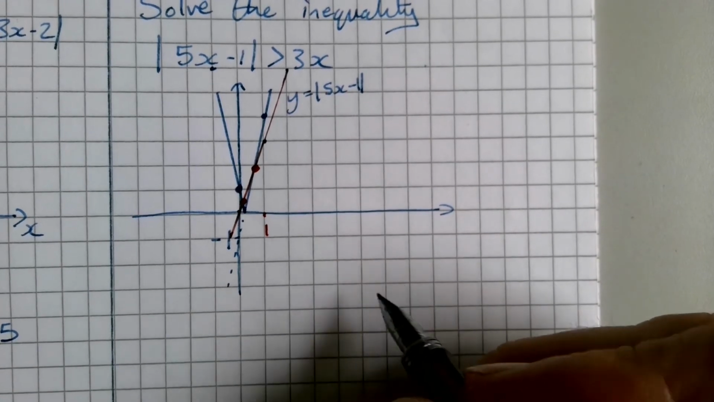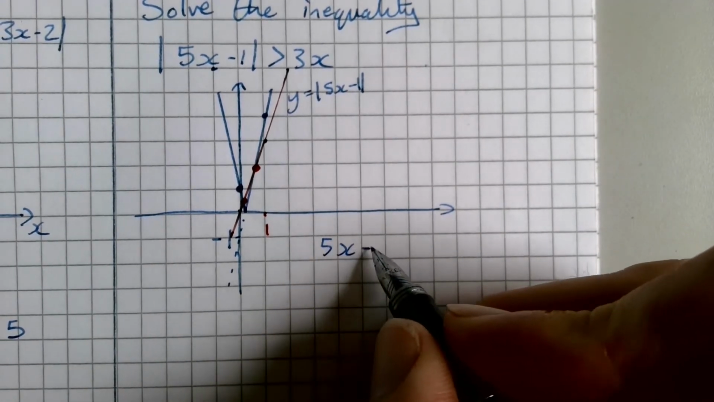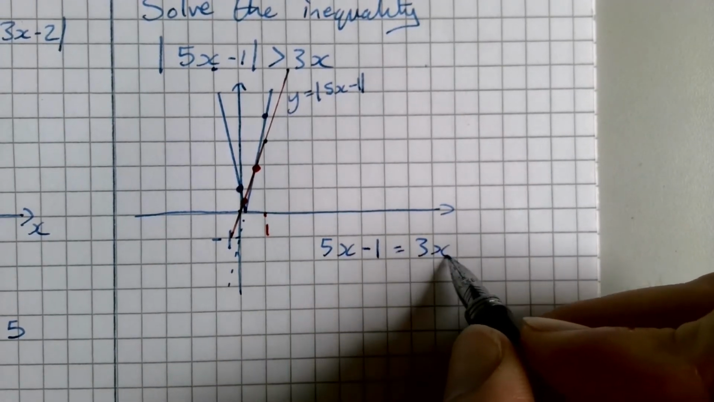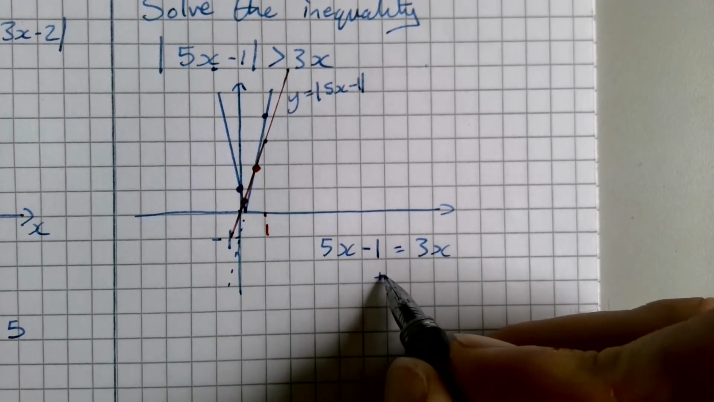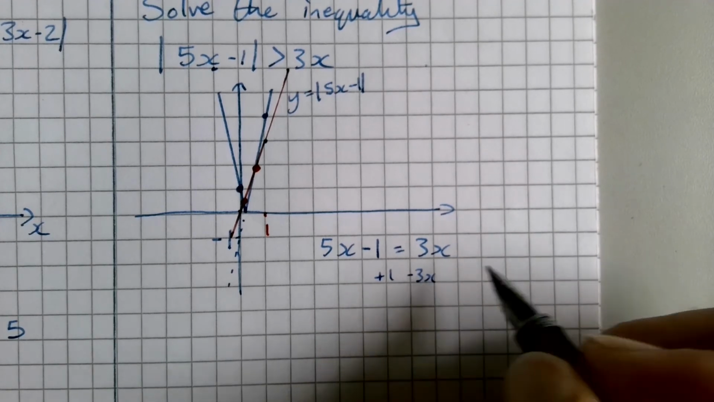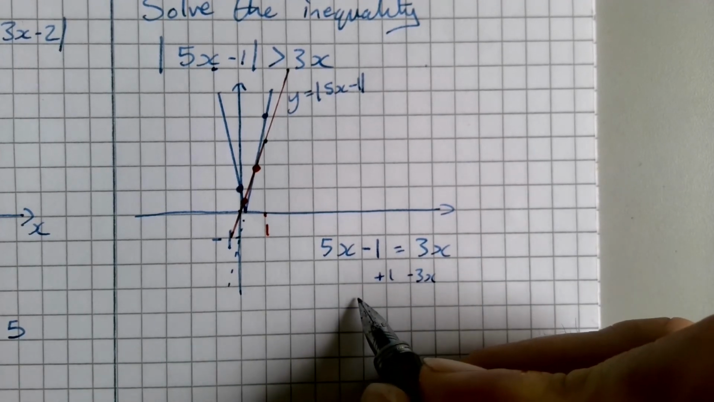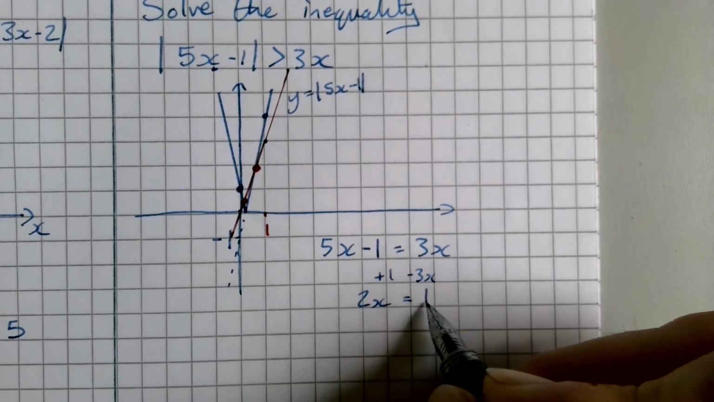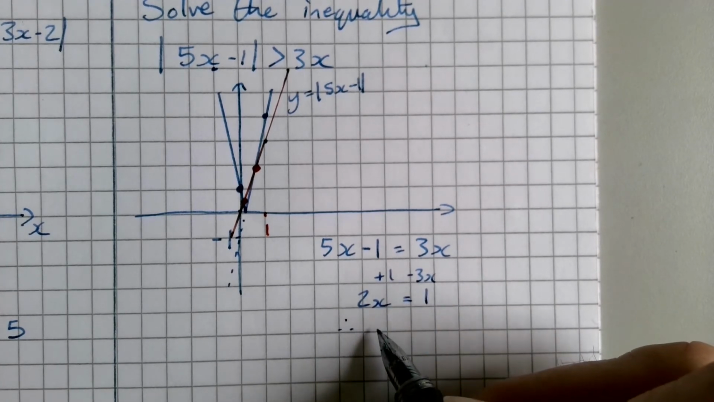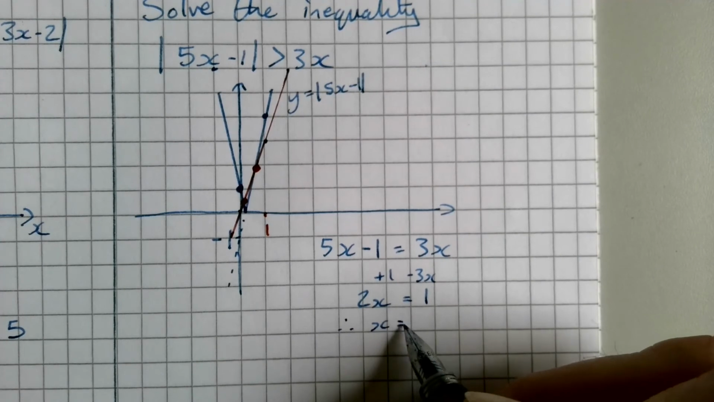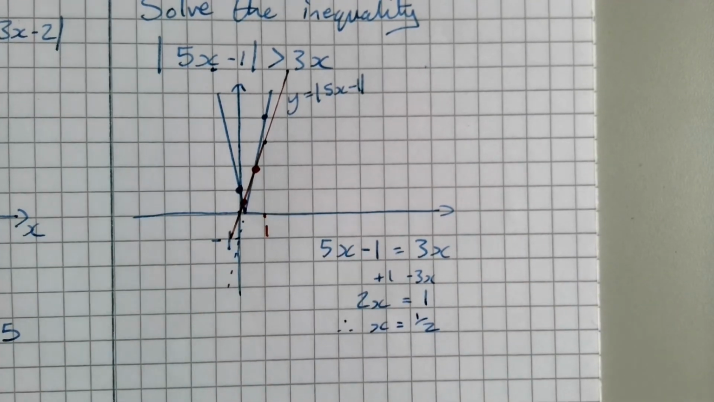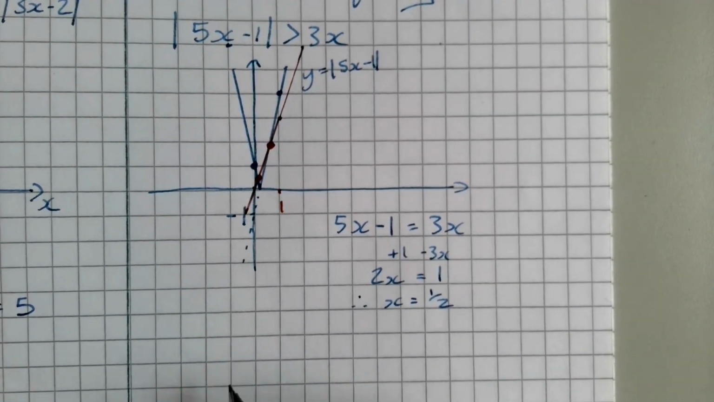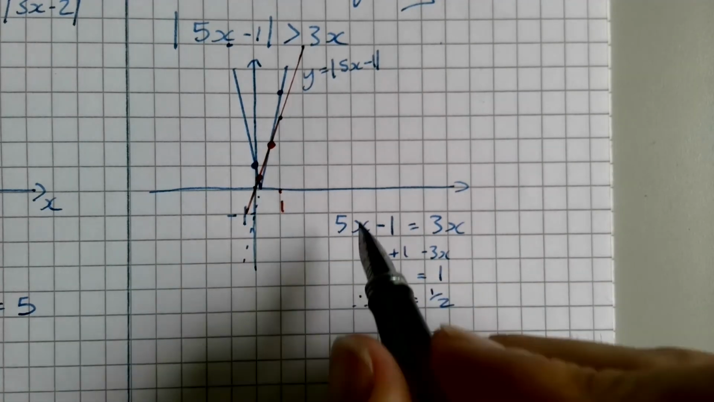First up, if you've got 5x minus 1 equaling 3x, we could add 1 to both sides and take 3x from both sides, and that would give us 2x equals 1. Therefore x equals a half. So that's that one there when it's the positive version. And then the other one is going to be when it's negative, isn't it?